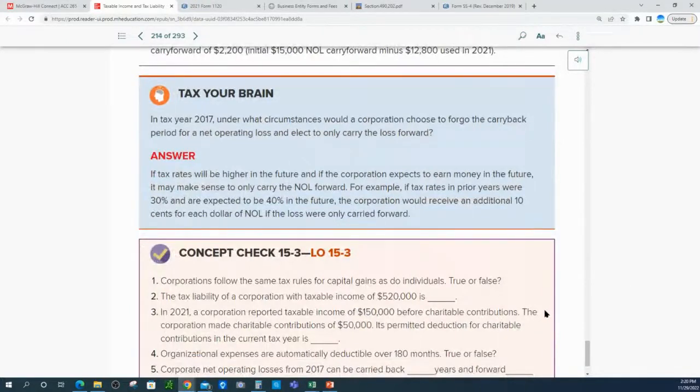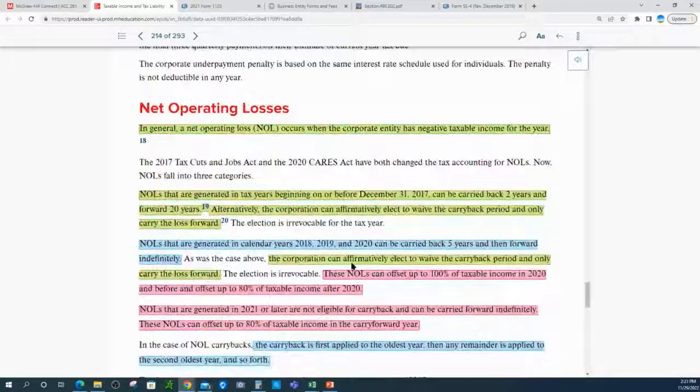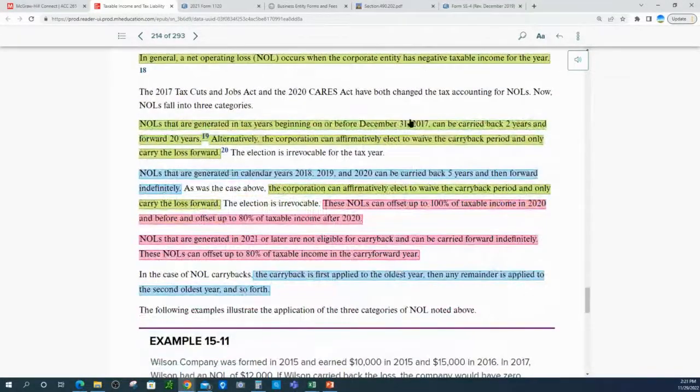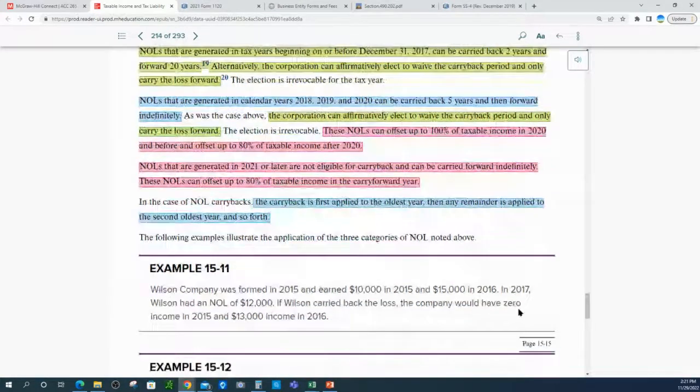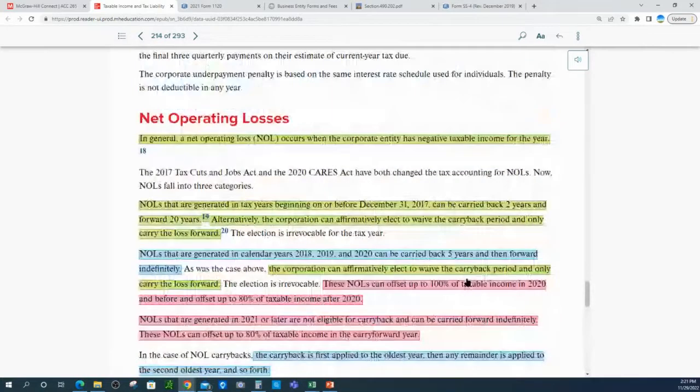All right, so when you're doing those NOL problems, make sure you reference what the rules are for the year in which the NOL took place. That's what's relevant. Not the year that you're using it, but the year that it took place, that you actually incurred it. Questions?